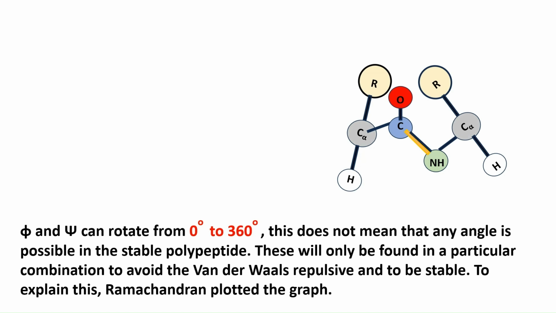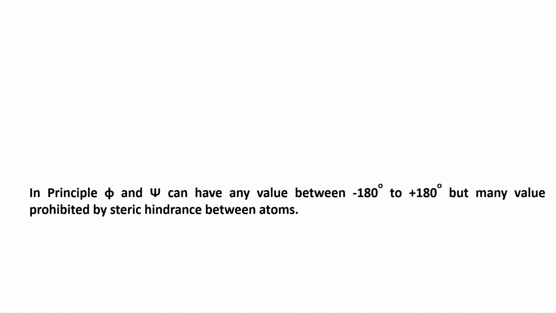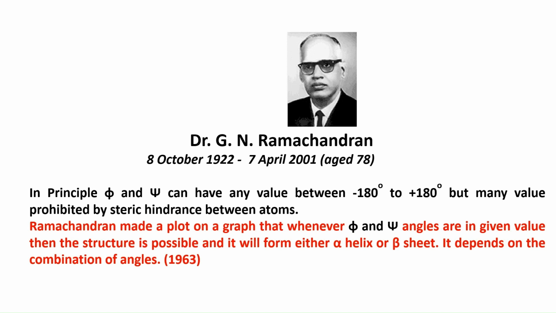To explain this, Ramachandran plotted the graph. So in principle, phi and psi can have any value between minus 180 degrees and plus 180 degrees, but many values are prohibited by steric hindrance between atoms. Dr. G. N. Ramachandran made a plot on a graph showing that whenever phi and psi angles are at given values, then the structure is possible and it will form either an alpha helix or a beta sheet. It depends on the combination of angles.